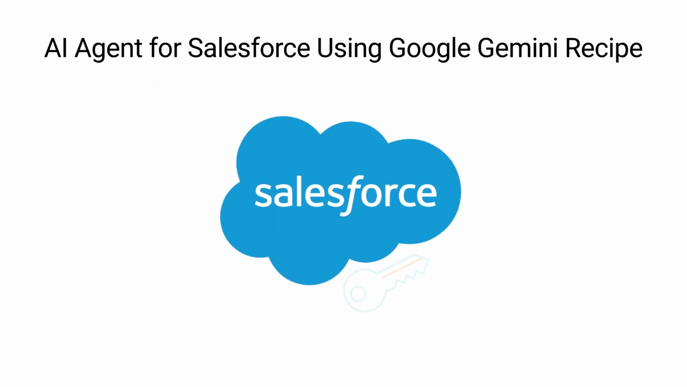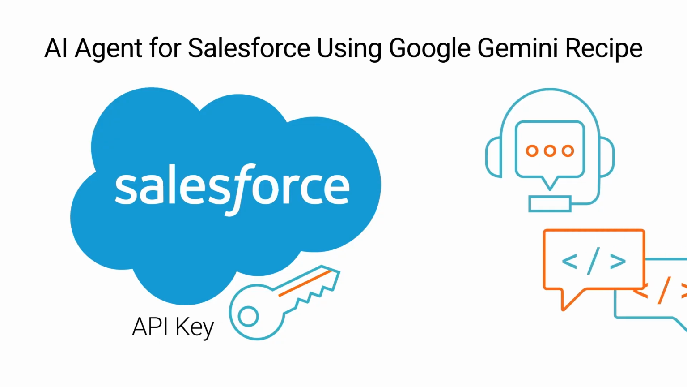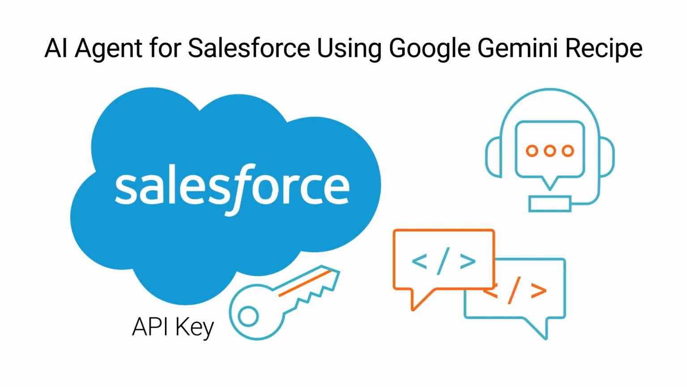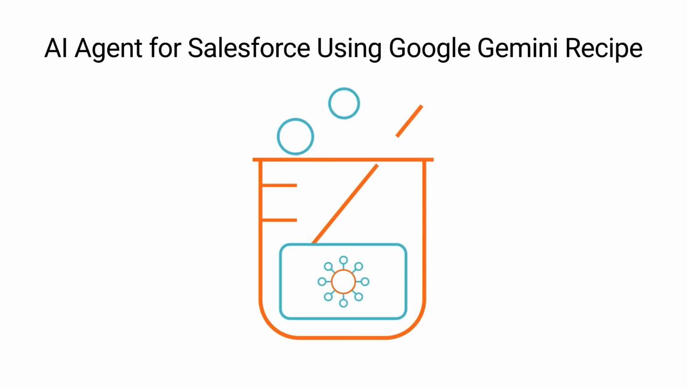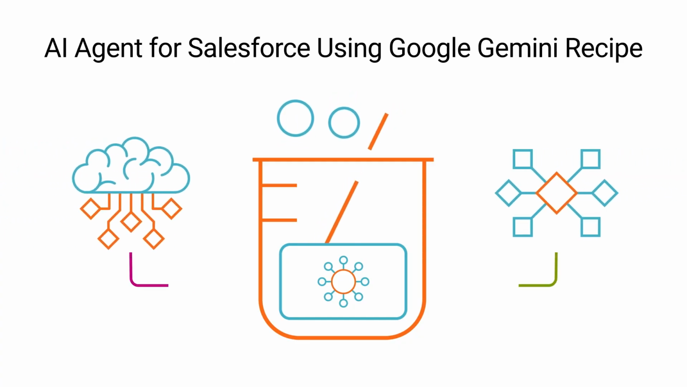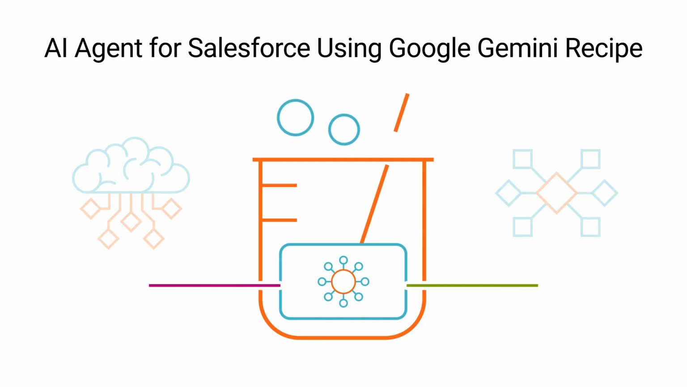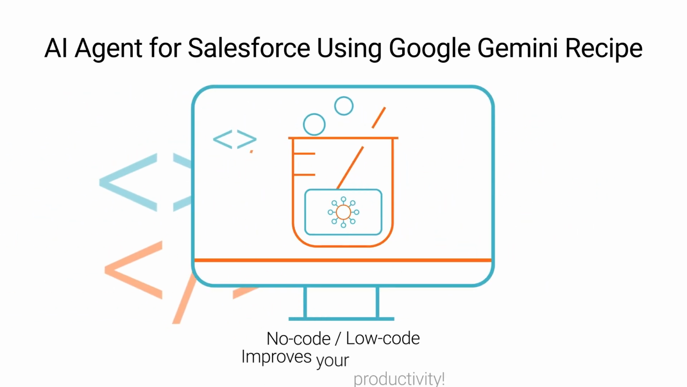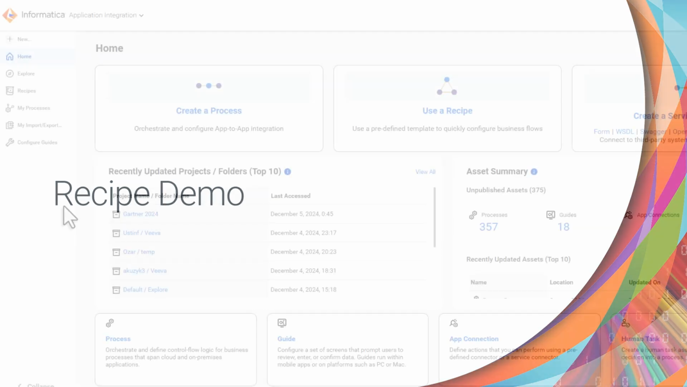With access to Salesforce and an API key, you can run anonymous AI agents and execute SOQL queries against Salesforce based on your input. The AI agent for Salesforce using Google Gemini recipe includes pre-built subprocesses and modules to seamlessly manage LLM calls. And since you don't need to write or manage code, the recipe helps improve your productivity. Let's jump into the demo to see how you can enhance productivity with this recipe.